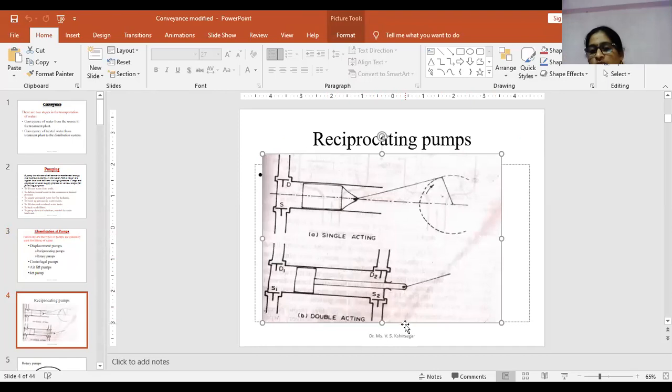Okay, so there are two types of functions possible in a reciprocating pump. The first is the single acting pump and the other is the double acting pump. In a single acting pump, what happens?